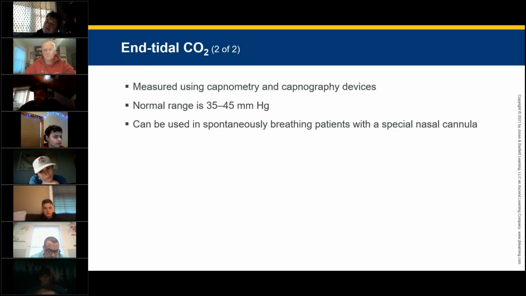This can be used in spontaneously breathing patients with an adequate airway using a special nasal cannula. Most every cardiac monitor out there these days has the ability to do this. Typically you would put this measurement device on a bag valve mask or in a nasal cannula form. Sunday during your practical session, Kevin's going to go in depth with end-tidal CO2, show you how it works, and show you what we're talking about with the waveform and the number. Important takeaway though, 35 to 45 is your normal range.